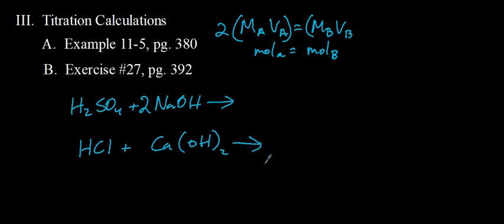We have 2 moles of hydroxide ions. They need to react with 2 moles of hydrogen ions. So we need 2 moles of acid for every 1 mole of base. So those are kind of the variations that we are going to use. Let's take a look at example 11.5 and see which one we're going to use.